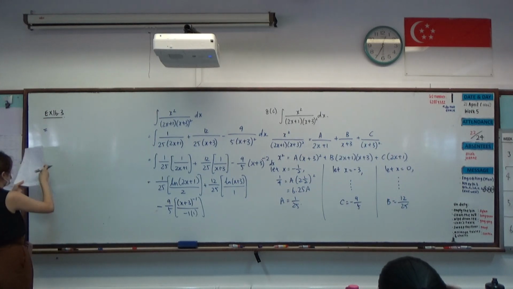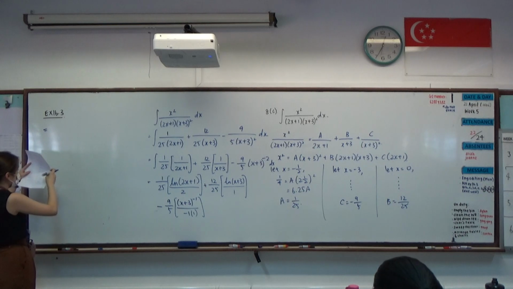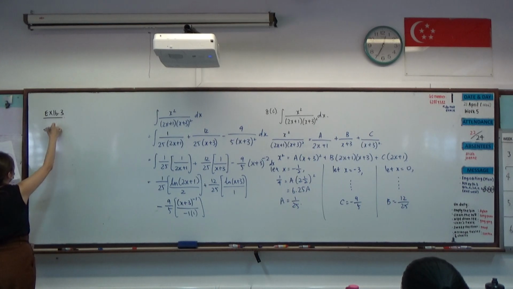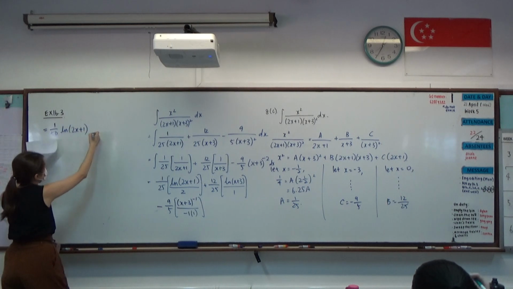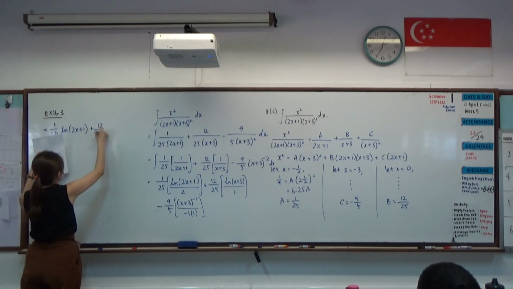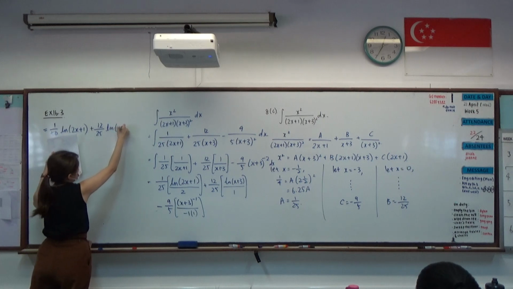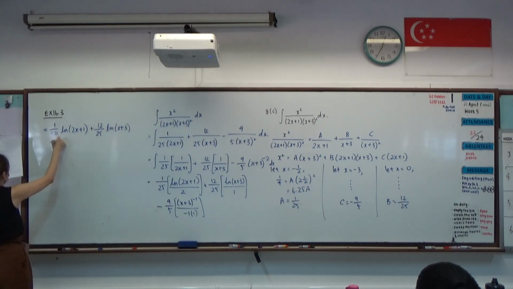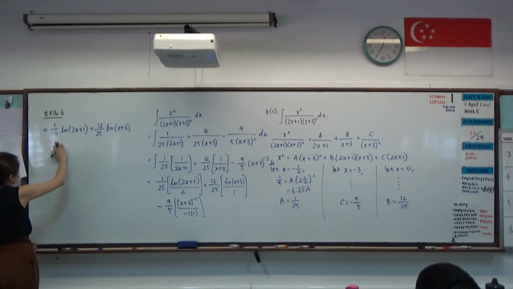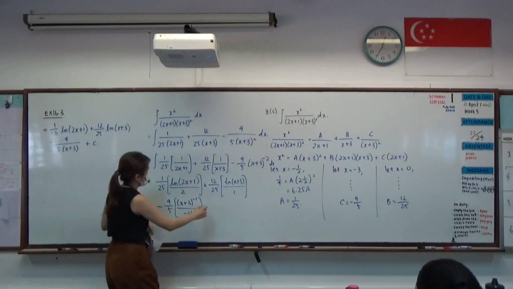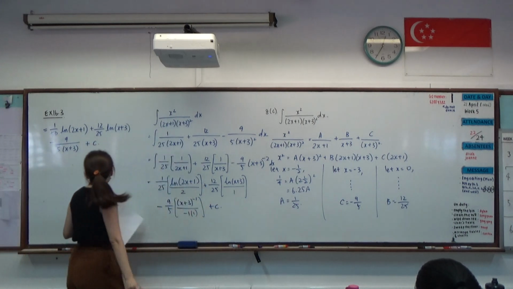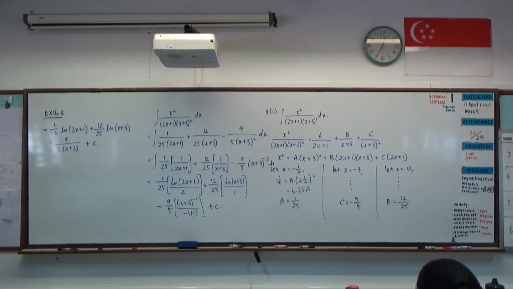Simplifying that, we will have 1 over 50 ln 2x plus 1, plus 12 over 25 ln x plus 3, minus 9 over 5 times x plus 3, plus c. Oops, sorry, forgot plus c here. Okay?